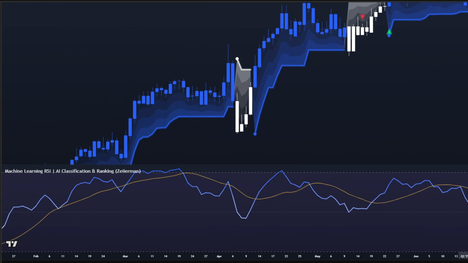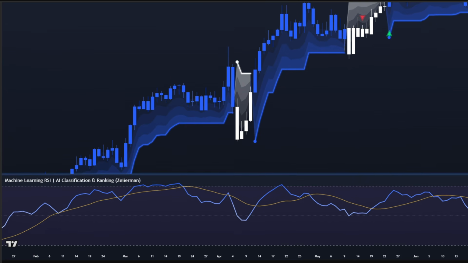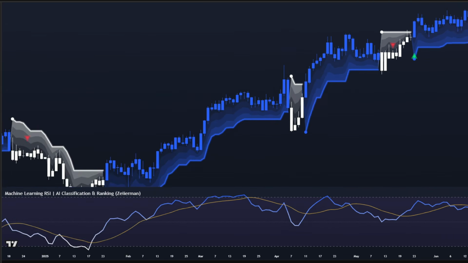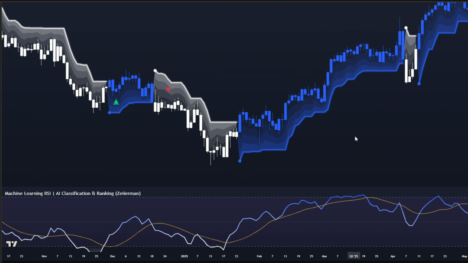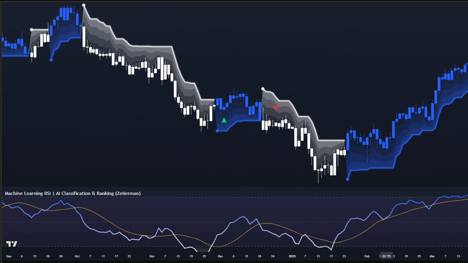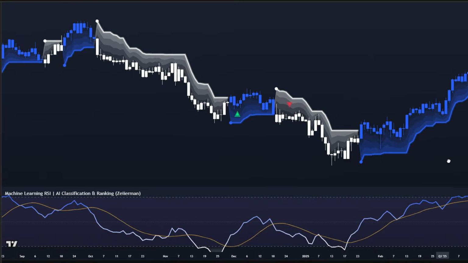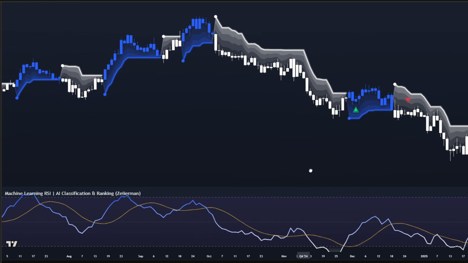And remember this, no matter how good the indicator looks, no indicator, no strategy, and no method gives you guaranteed signals. You will still get losing trades, and that is completely normal. That is why you always manage your risk properly.